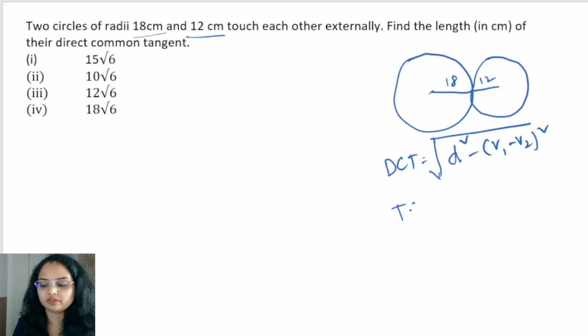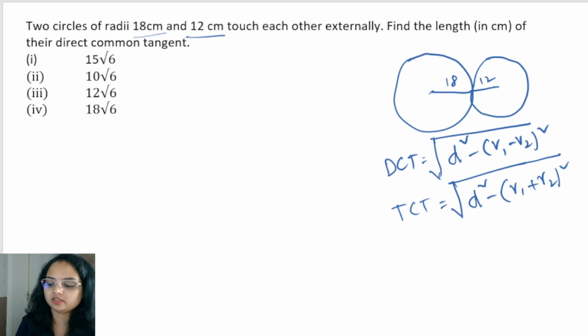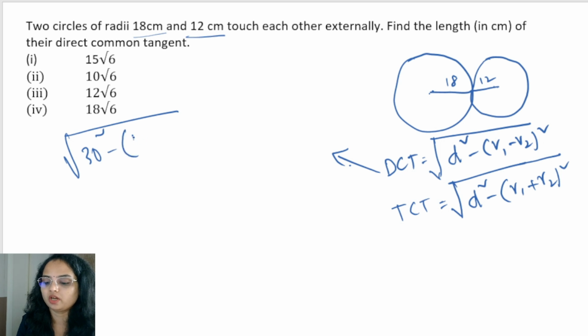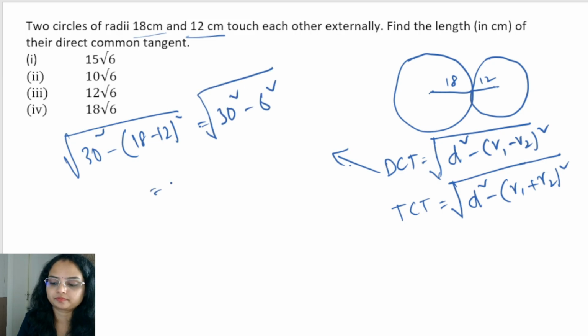And what is the formula for transverse common tangent? It is square root of d square minus r1 plus r2 whole square. Now we'll just substitute the values in this formula. It is square root of d is what? It is 18 plus 12, it is 30 square, minus of r1 minus r2, 18 minus 12 whole square. This 30 square minus 6 square. A square minus b square, it is a plus b into a minus b. It is 12 root 6.